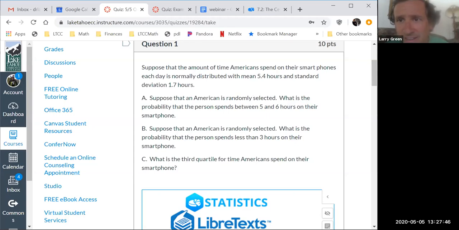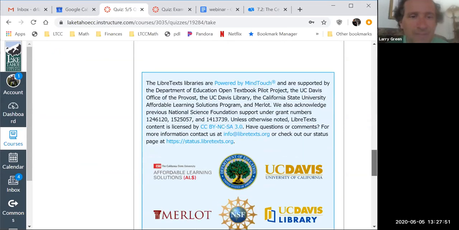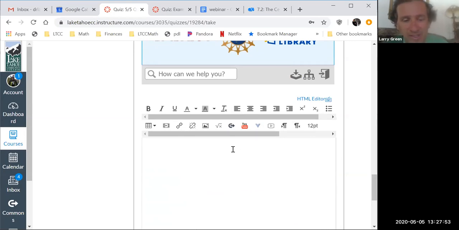So the first thing I like to do, and I strongly recommend you do it too, is, if you get everything else wrong, at least I'll give you points for this. And that is write down the distribution. So we have x tilde N for normal. And then if you remember, the mean was 5.4 and the standard deviation was 1.7. So 5.4 comma 1.7.